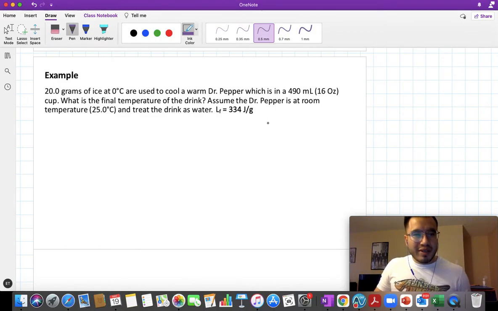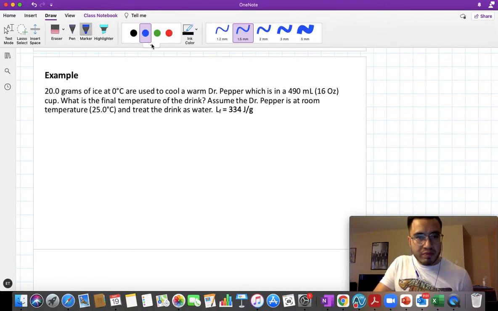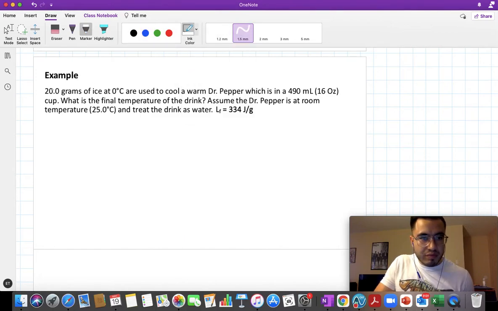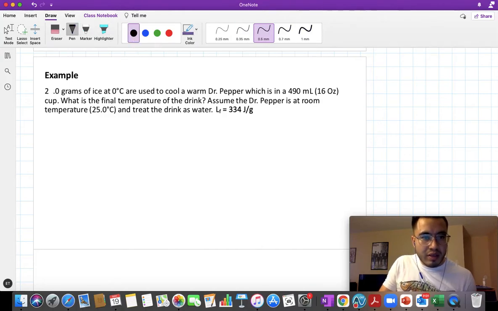We will work on an example. Now, let's see what happens with the warm-up, meaning the Dr. Pepper and the ice. Now, this should say 25 grams, so let's correct it. Just a marker, white marker. And we'll make that into a number 5.